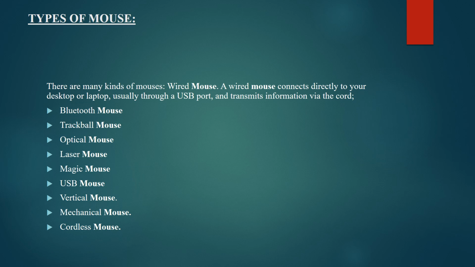There are many types of mouse. There are many kinds and varieties of mouse. A wired mouse connects directly to your desktop or laptop, usually through a USB port, and transmits information via the cord. Varieties of mouse are as under: Bluetooth, trackball, optical, laser, magic, USB, vertical, mechanical, and cordless mouse. These are all explained in the next slides.